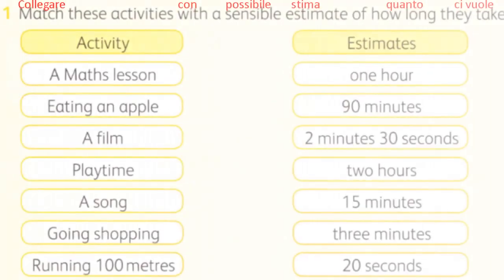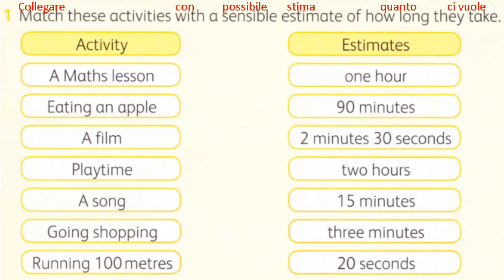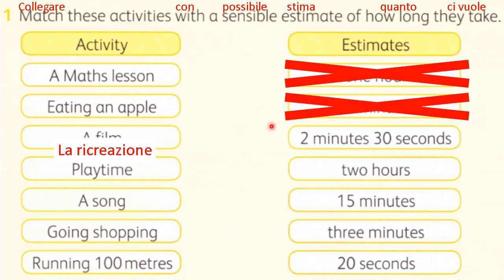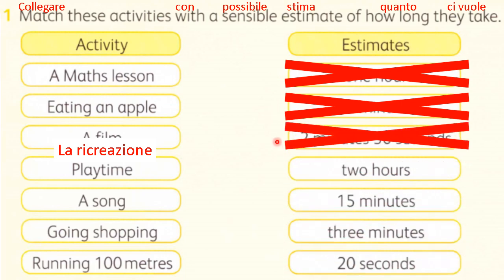Playtime. Our favorite part of the school day, right? Well, I don't think you've ever had playtime for an hour or 90 minutes, and I'm sure that 2 minutes and 30 seconds would make you very angry. So these are not sensible estimates.